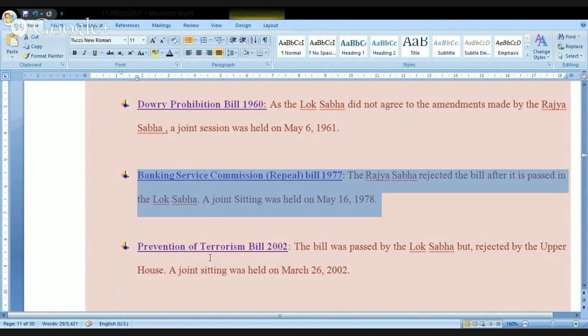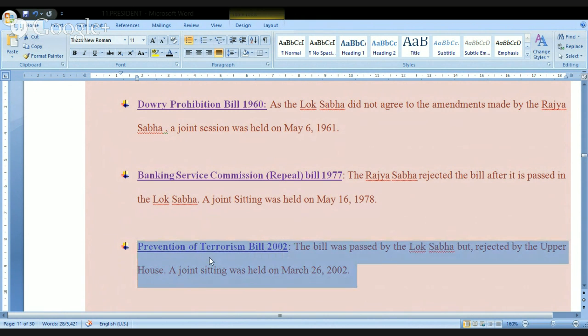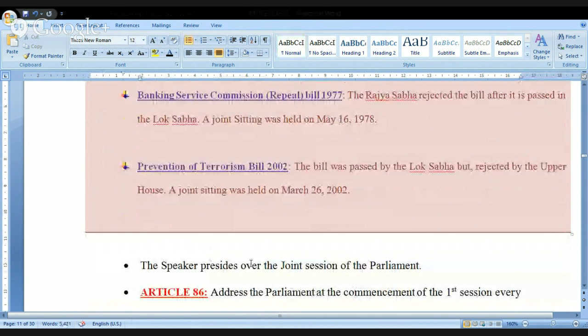Next, the Prevention of Terrorism Bill of 2002. This bill was passed by the Lok Sabha, but it was rejected by the Rajya Sabha. Hence, a joint sitting was held in 2002. So in all the three cases, there was a disagreement, and in the joint session, the bill was considered and the bill was passed. Okay. So kindly remember this point here.